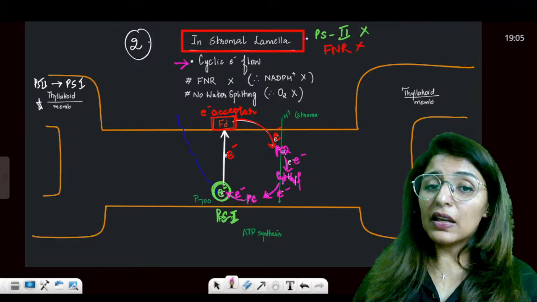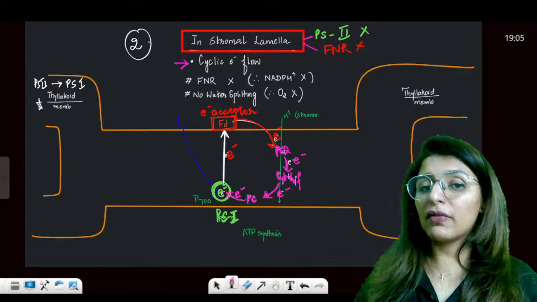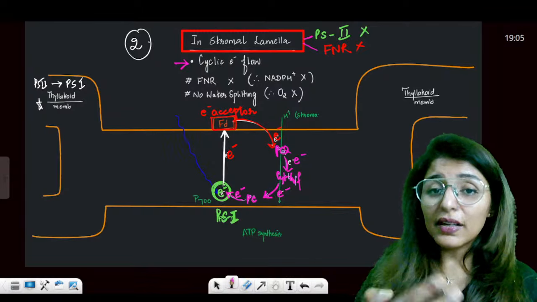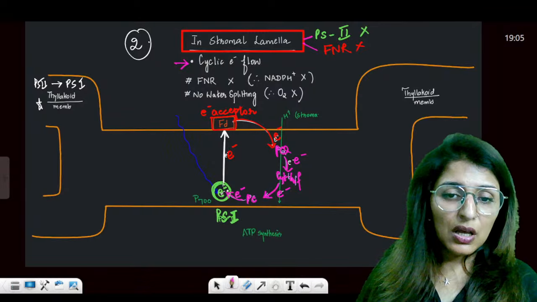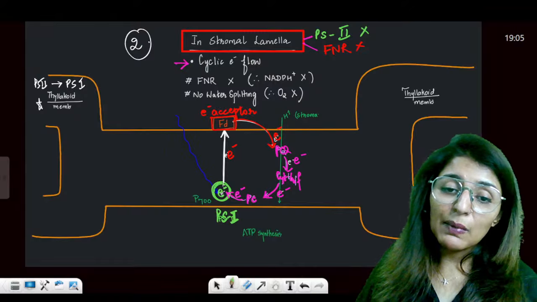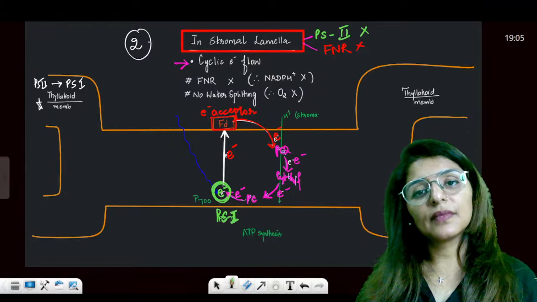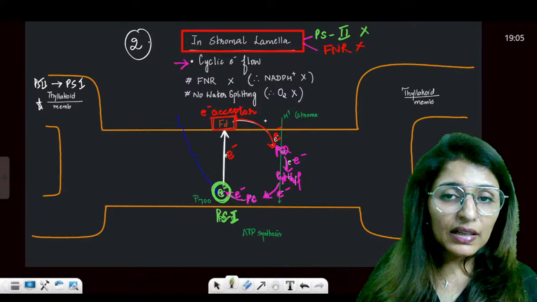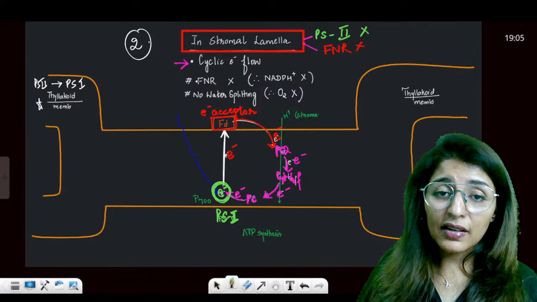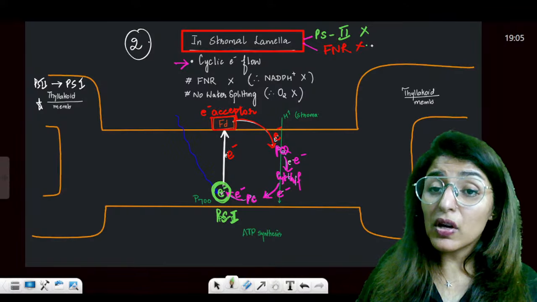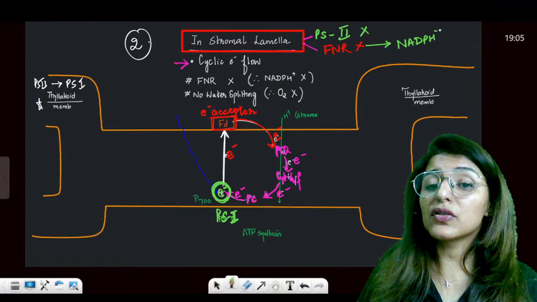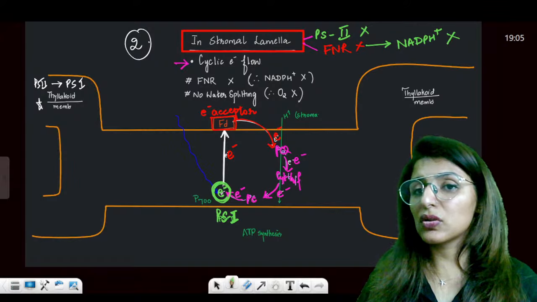So the difference being, there is no PS2, there is no FNR. So we don't need an outsider to compensate for the electrons lost, because the electron once lost is ultimately going to come back. Yes or no? So that is what makes a cyclic electron flow. Are these points clear? So I've already written, see, FNR is absent. So because there is no FNR, there will be no NADPH. Clear to all?